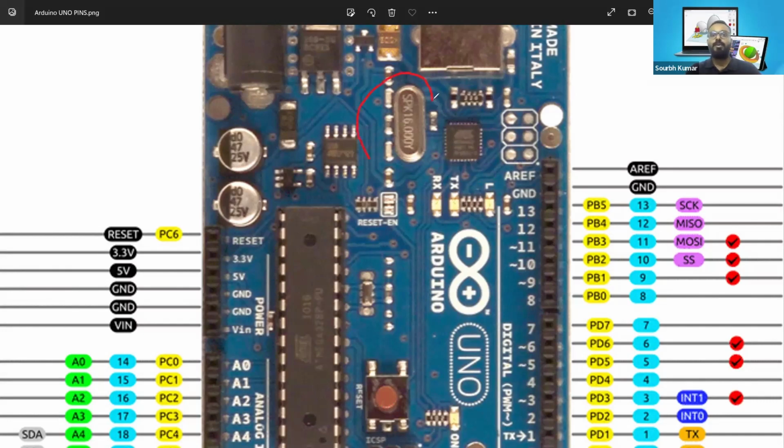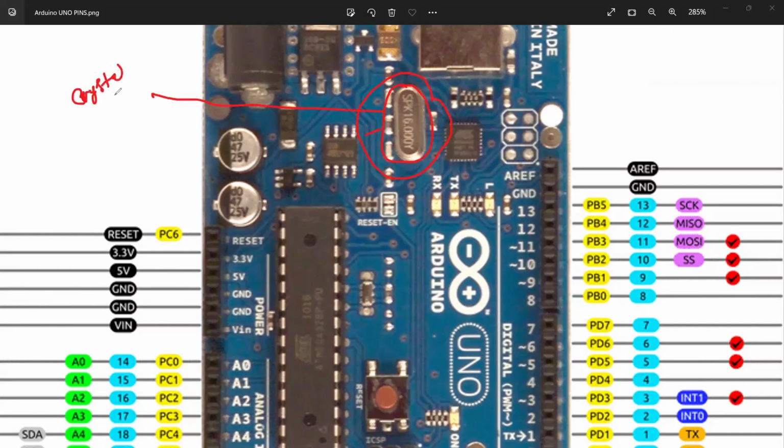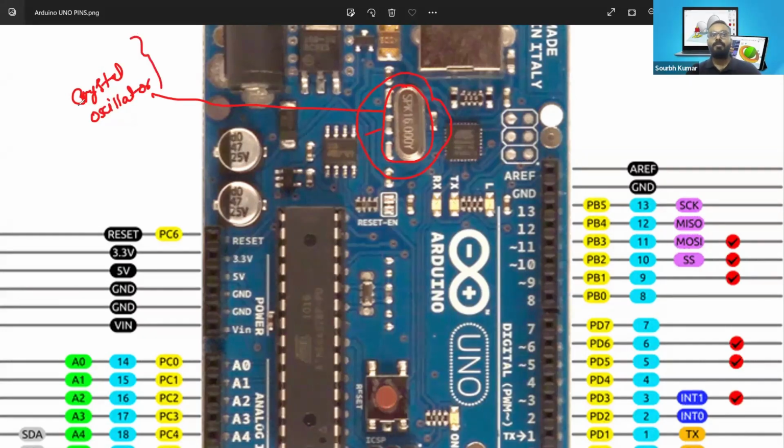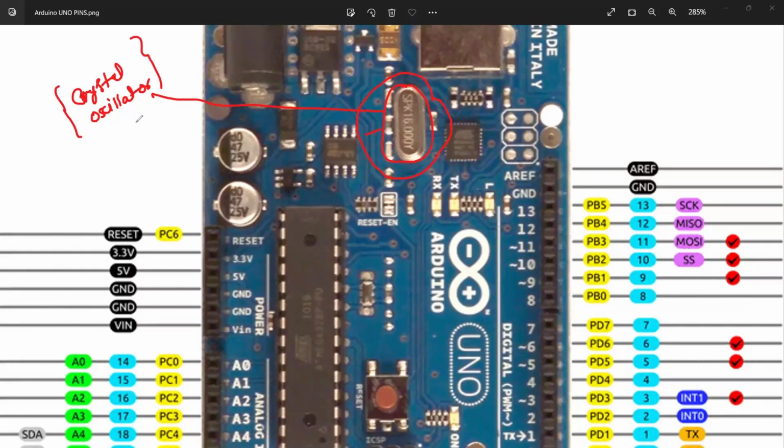The microcontroller or the development board does have this kind of component. This one is known as the crystal oscillator. So it oscillates 10 to 30 seconds for the function.